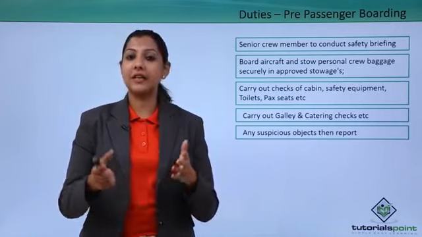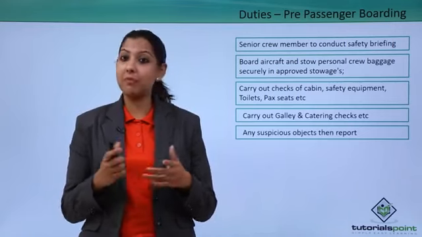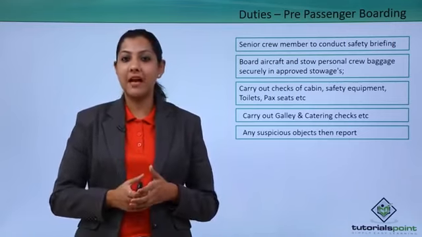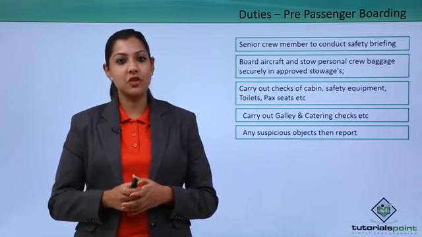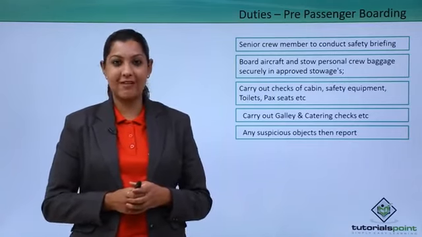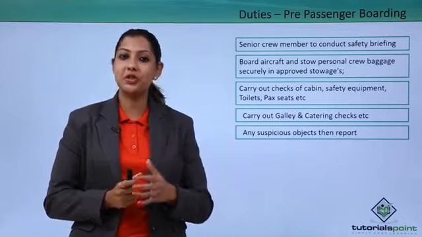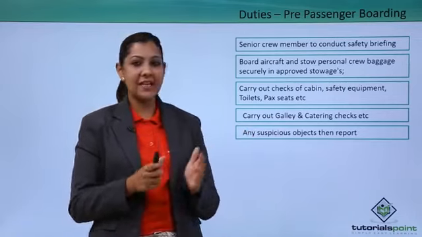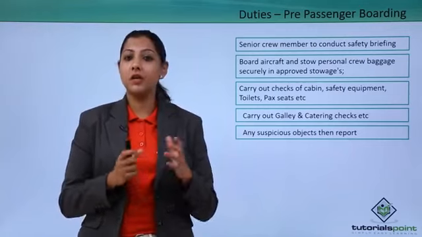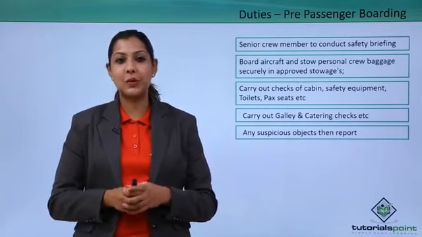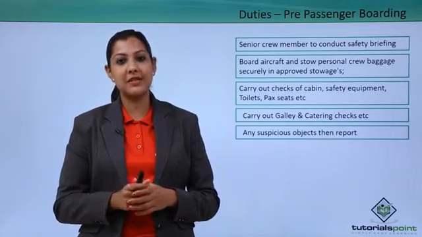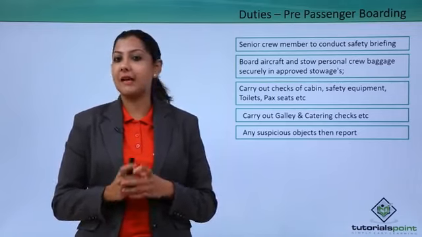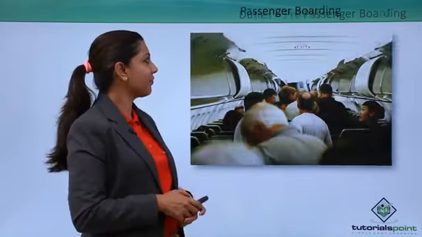She needs to make sure that the catering is as per the number of passengers. Meals are carried as per the number of passengers on the aircraft. Beverages are also carried accordingly so that there is no shortage of food for the passengers. Any suspicious objects have to be reported to the ground staff as soon as possible, because any suspicious item can really create an emergency situation.